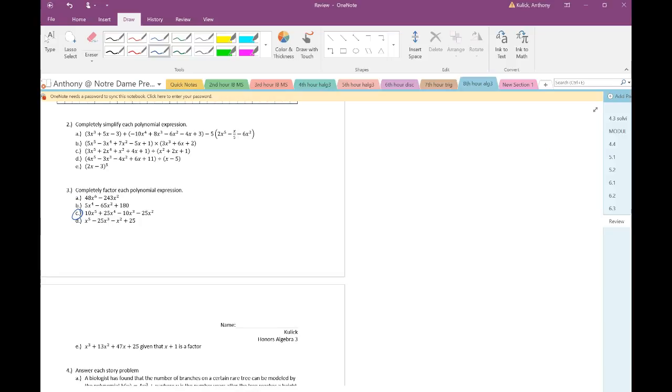Now on to part C. Again, I'll start by looking for a greatest common factor. I see that there is a 5x squared in common with each piece. When I take that out, that gives me a 2x to the third plus 5x squared minus 2x minus 5. And that piece has 4 terms. Factoring 4 terms, I use factor by grouping.